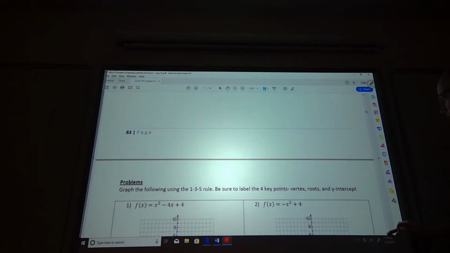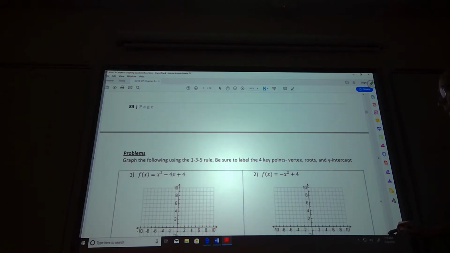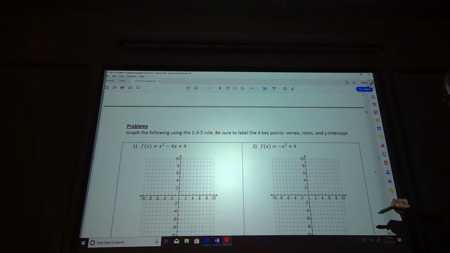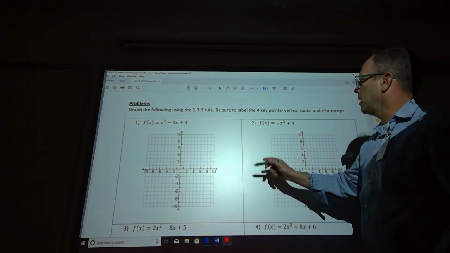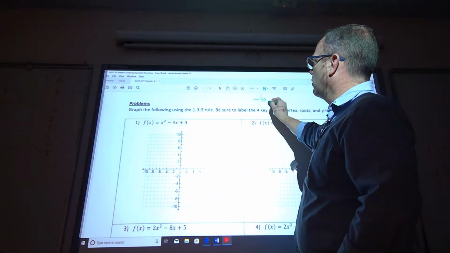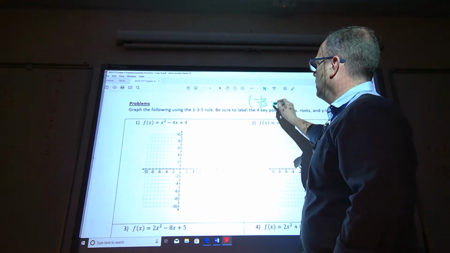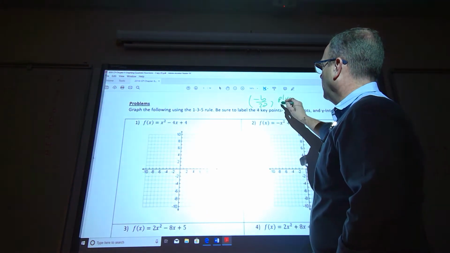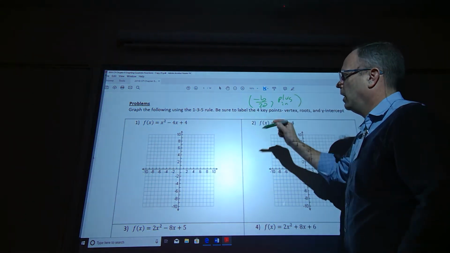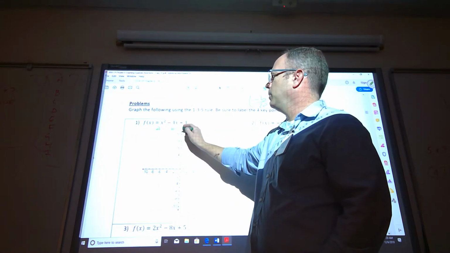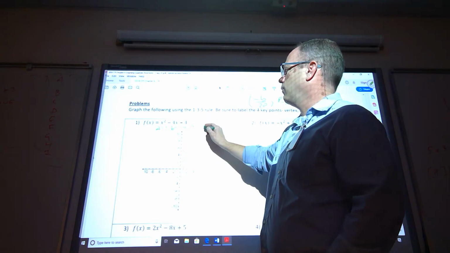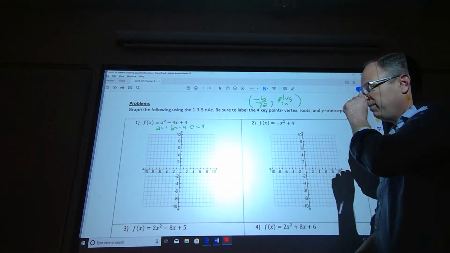And let's go ahead and get to these problems down below. So problem number 1, we want to start using the 1-3-5 rule. So the first thing we have to do when we do this is we have to find the vertex. So remember, the vertex is negative b over 2a, and then we have to plug that in to get our y value. Okay, so my a value here is 1, my b value happens to be negative 4, and I do have a c value of 4. We'll talk about c value later.